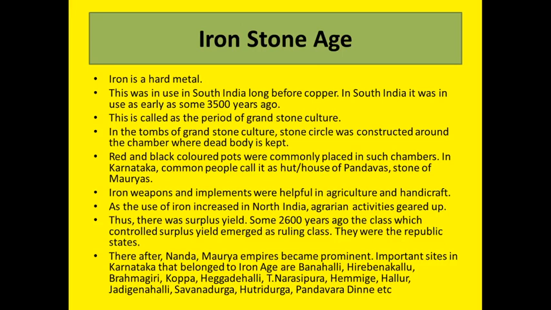Important sites in Karnataka that belong to the Iron Age are Benahalli, Hirebenakal, Brahmagiri, Koppa, Hegadihalli, T. Narasipura, Hemmige, Hallur, Jedigenahalli, Savanadurga, Chitradurga, Pandavara, Dinni, etc.